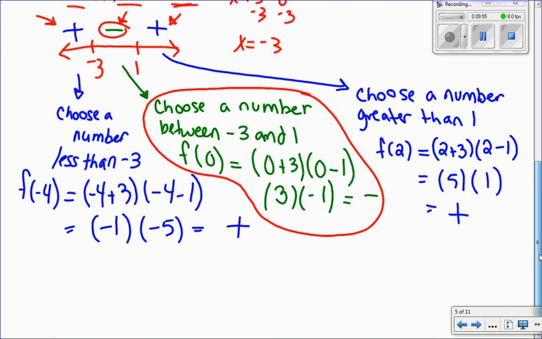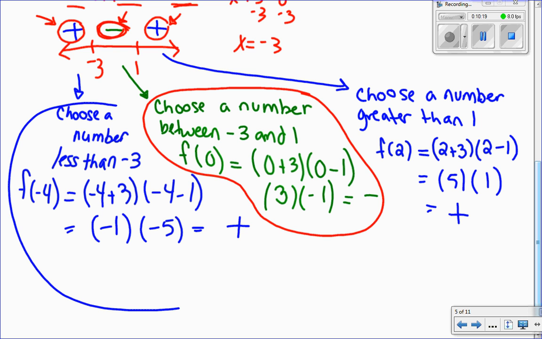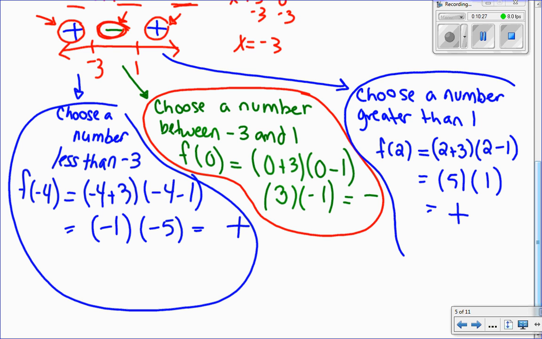So using this shortcut, if we just came up with this negative, we would know, okay, then this has to be positive, and this has to be positive in order for them to alternate. So it goes plus, minus, plus. Okay, if you don't like that shortcut, or that doesn't sit right with you yet, then that's okay. You can still go through this process. You can still choose a number that's less than negative 3. You can still choose a number between negative 3 and 1, and then you can still choose a number greater than 1, and it'll still work.